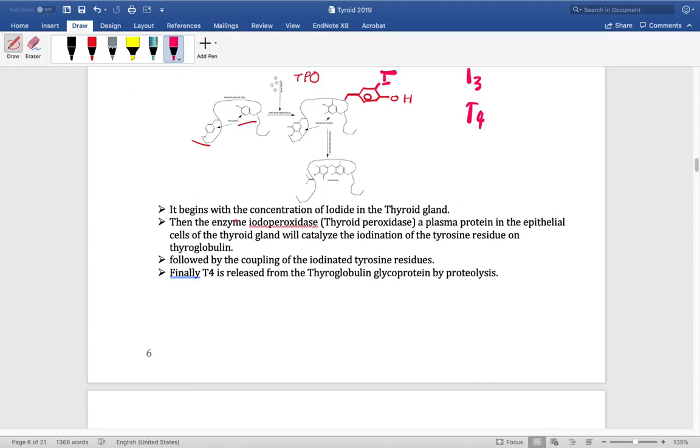All right. So the same thing that I've described here is also in words. It begins with concentration of iodine that is going to enter the thyroid gland. Then the enzyme iodoperoxidase, that's also the name of thyroid peroxidase, is going to catalyze the iodination of the tyrosine residue on the thyroglobulin. Again, I mentioned you can either have monoiodination or diiodination. After that's done, it is followed by the coupling of the iodinated tyrosine residues, and finally T4 is going to be released from thyroglobulin by proteolysis.